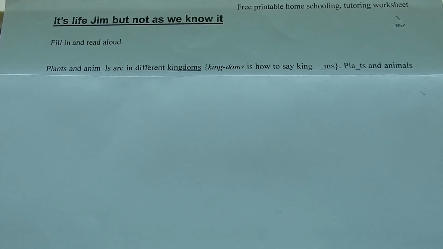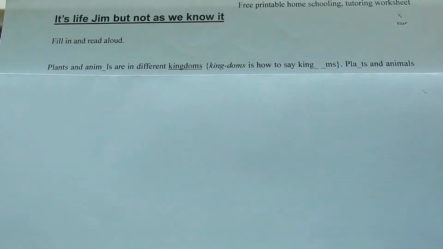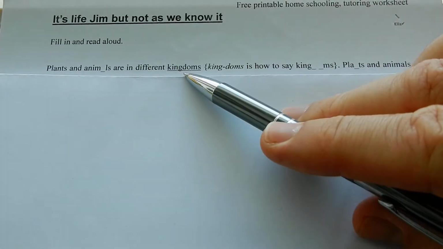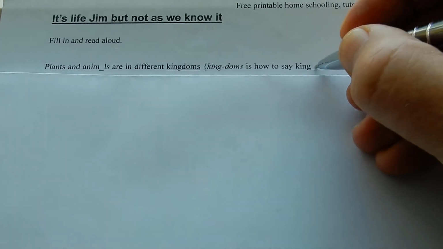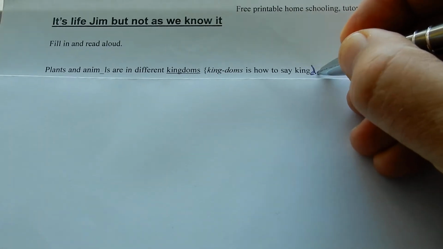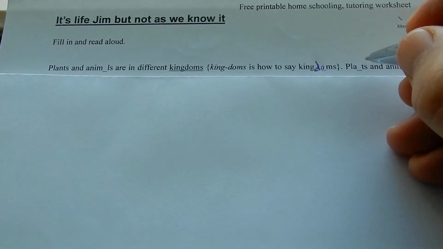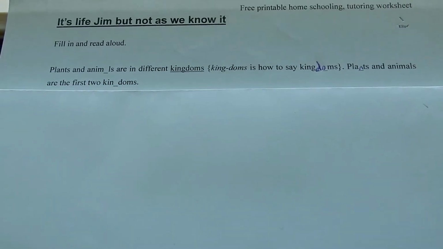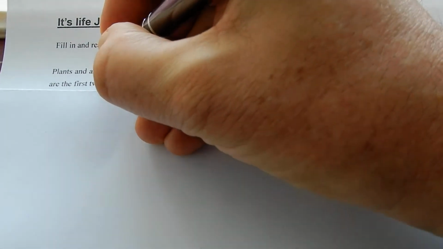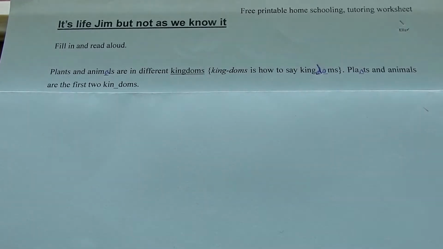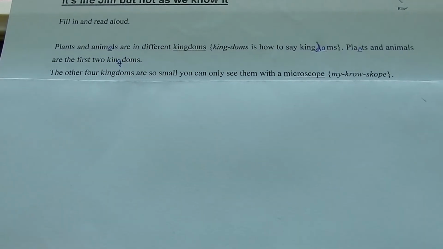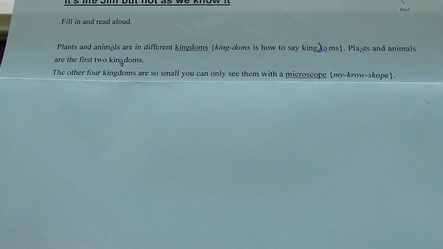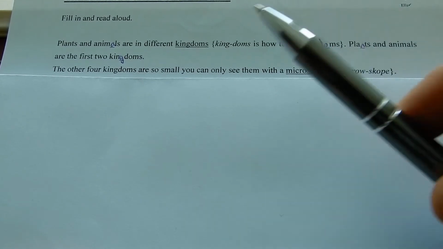It's life, Jim, but not as we know it. Plants and animals are in different kingdoms. Kingdoms is how to say kingdoms. Plants and animals are the first two kingdoms. Biologists used to think there was just plants and animals, and then we discovered more stuff.